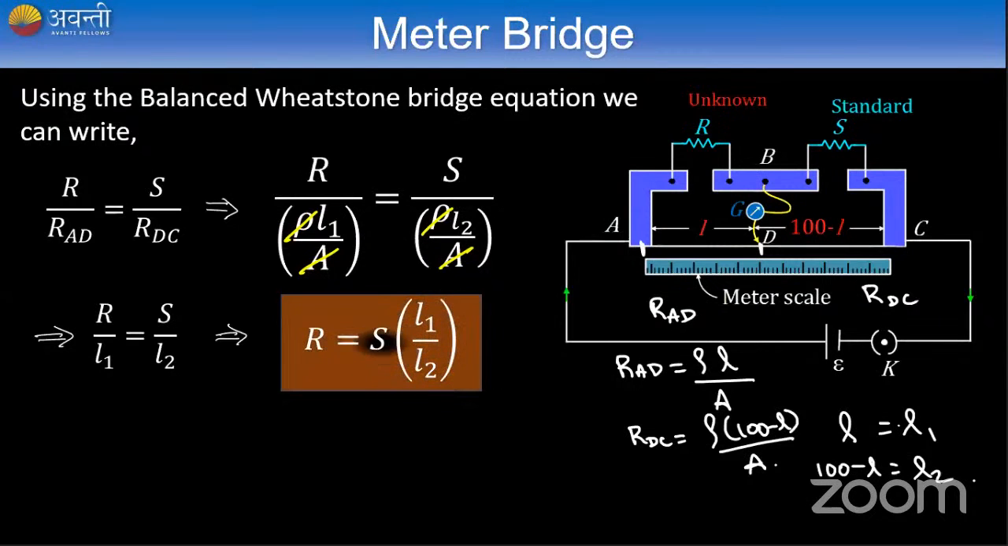Rearranging it to find the value of R, the unknown resistance is given by R equals S times L1 by L2. Here we don't need the value of rho or A. We just need the lengths of the conductor, as L1 is L and L2 is 100 minus L. So this is how we find the unknown resistance of the conductor connected between the points A and B in a meter bridge. So the meter bridge is a practical application of Wheatstone's bridge.